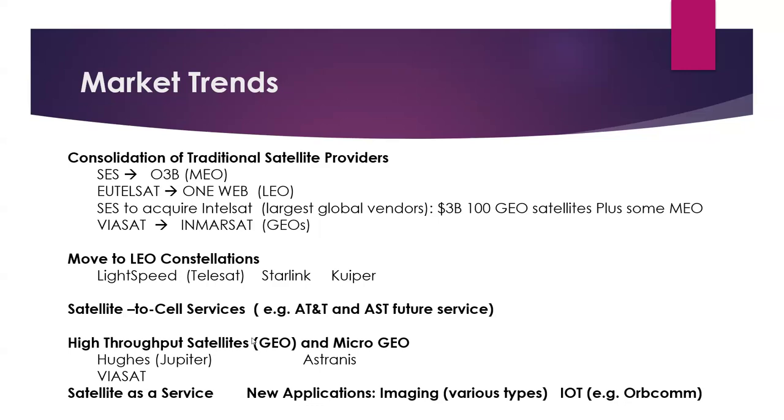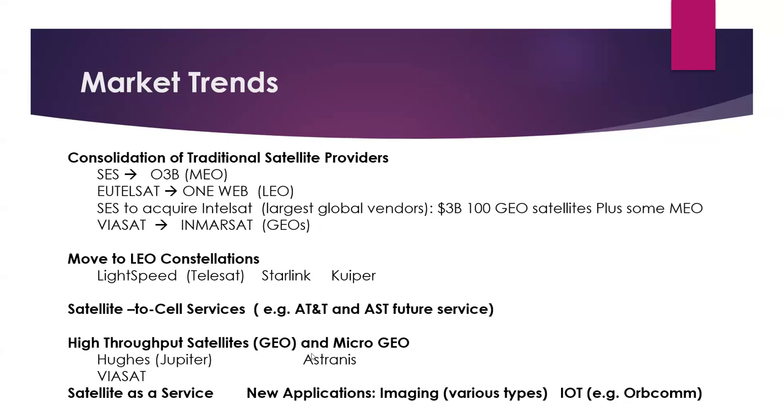And as I mentioned before, there are the big GEO satellites, like our high throughput satellites. They have some special characteristics we're going to show in a slide. Two examples of those are Hughes and Viasat: very sophisticated, very heavy, very big satellites with a lot of capacity.